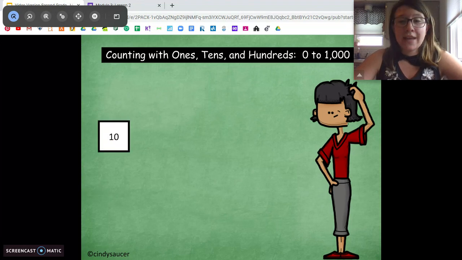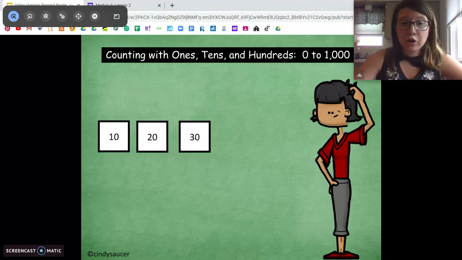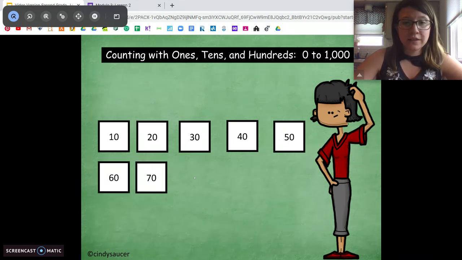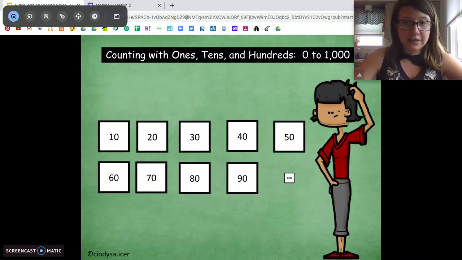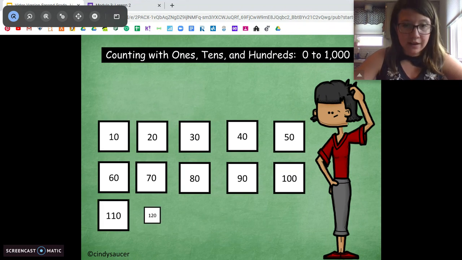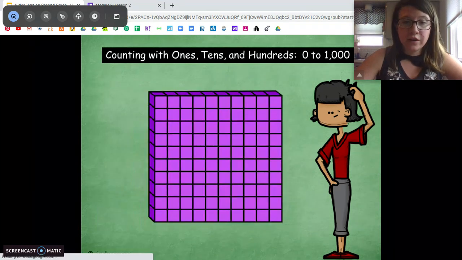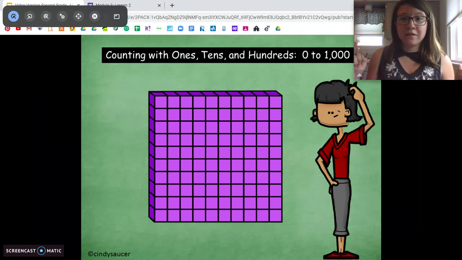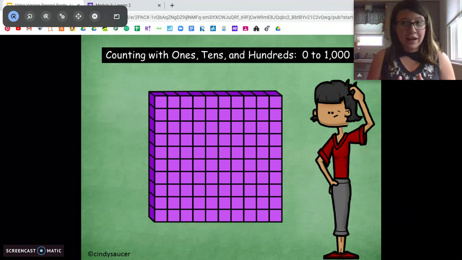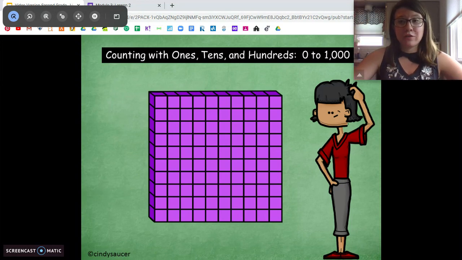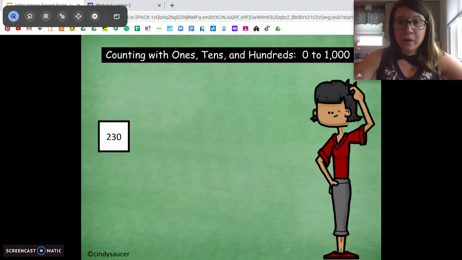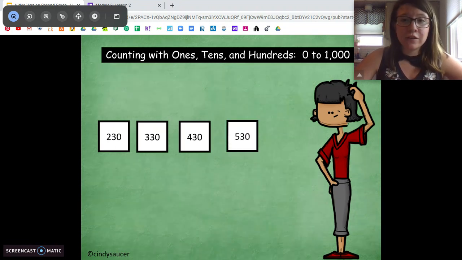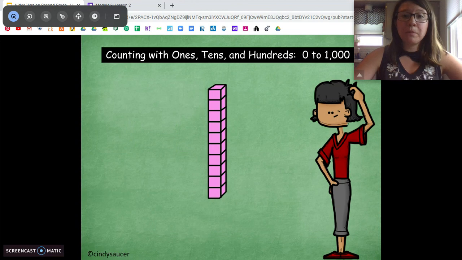Here we go. 10, 20, 30, 40, 50, 60, 70, 80, 90, 100, 110, 120, 130. Now what are we going to count by? 100s. Good. We're starting at 130. We're going to count up by hundreds. So 130, 230, 330, 430, 530, 630.